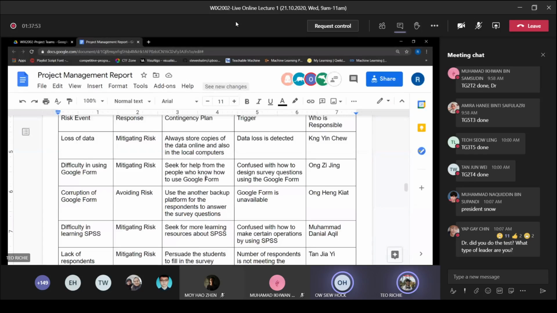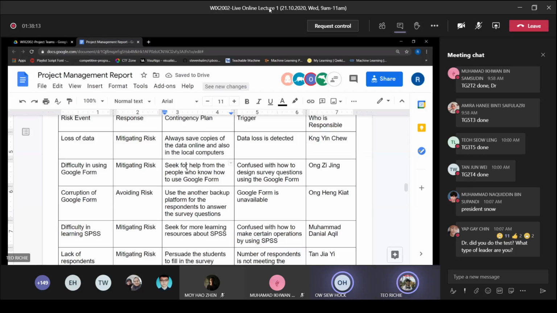Okay, let's say loss of data, mitigating risk. How do you reduce it? Data loss is detected, so there's a trigger. Contingency plan: always store copies. Use saved copies of the data online and also in the local computers.